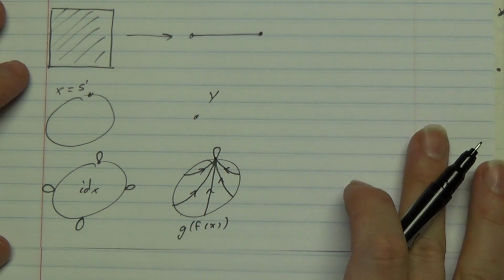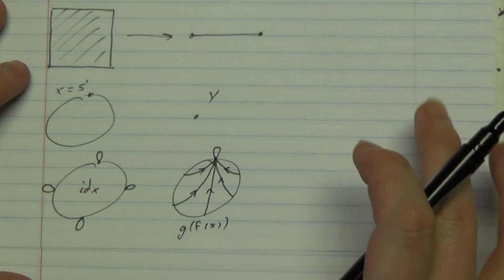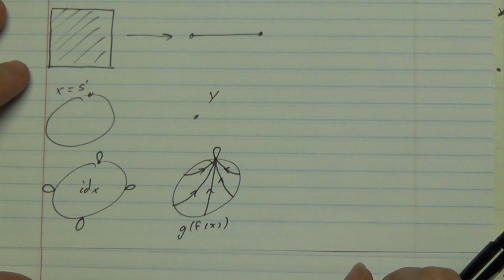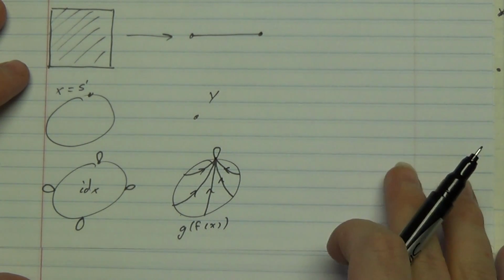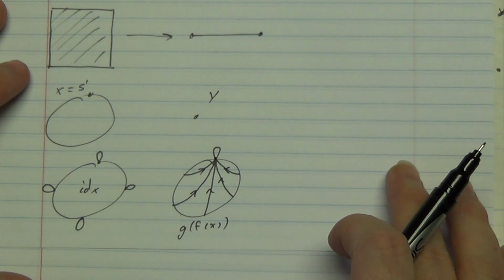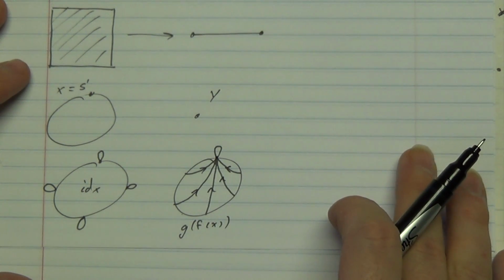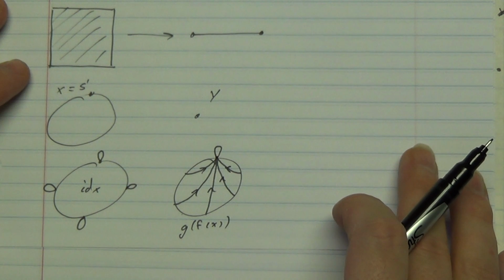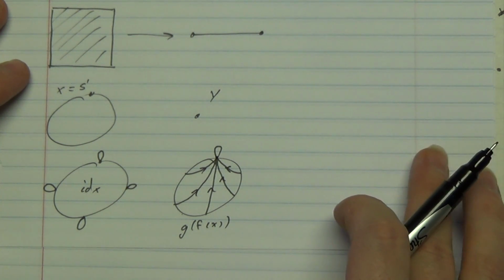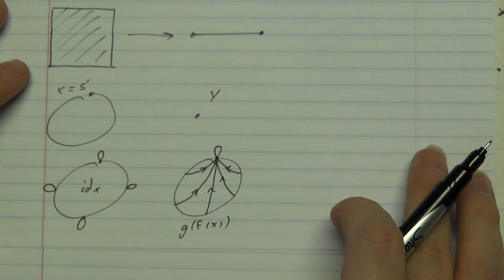So okay, we have homotopy equivalence dealing with continuous deformations of maps, and homeomorphism being continuous bijective functions with a continuous inverse. So that's the difference between a homeomorphism and two spaces being homotopy equivalent.